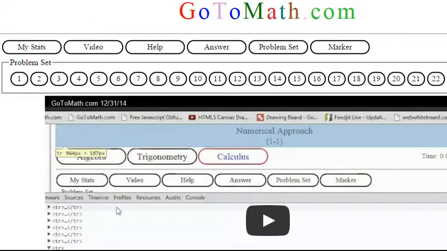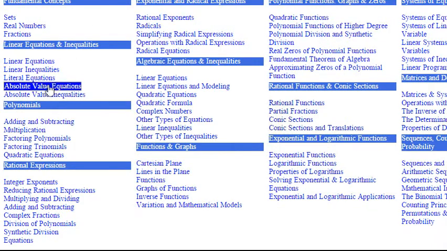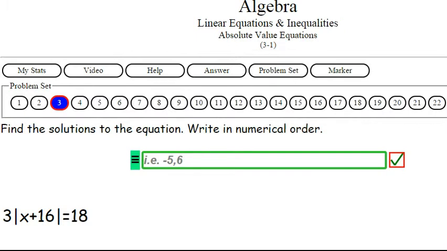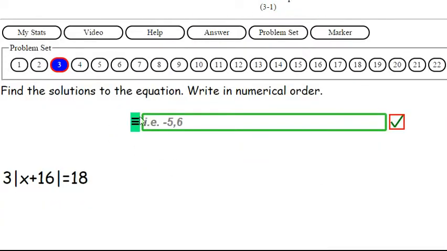Okay, we're here at GoToMath.com. Click up here on algebra. Let's go down to absolute value equations. And we are doing 3.1.1, I believe. Find the solutions to the equation, write in numerical order, and of course that's just for this box here. It doesn't really matter the order in which you write your solutions.